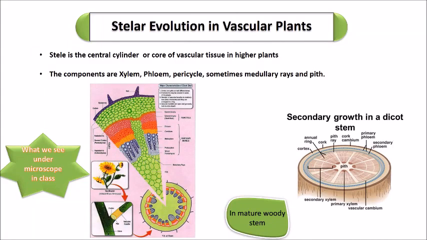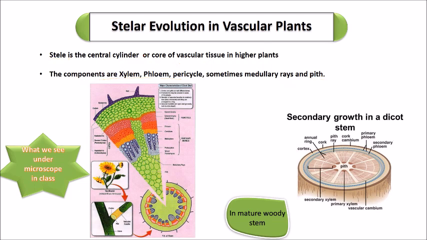Hello friends, today we are going to discuss stelar evolution in vascular plants. Before we go to stelar evolution, first of all we should know about the stele and what the components of the stele are. Basically the components are xylem, phloem, pericycle, and sometimes medullary rays and pith.